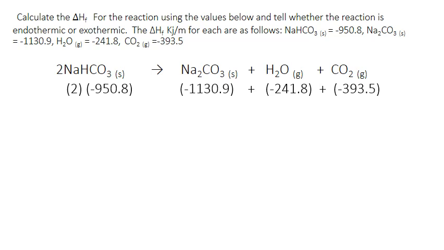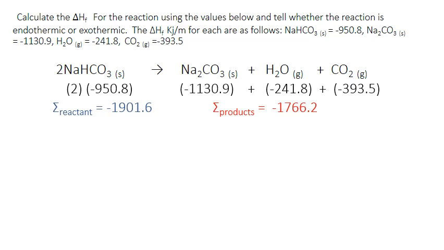So our next step is to sum each side. This little sigma symbol stands for the summation of a side, or summation of the reactant. So when we multiply 2 times a negative 950.8, we get a negative 1901.6 for the reactant summation.